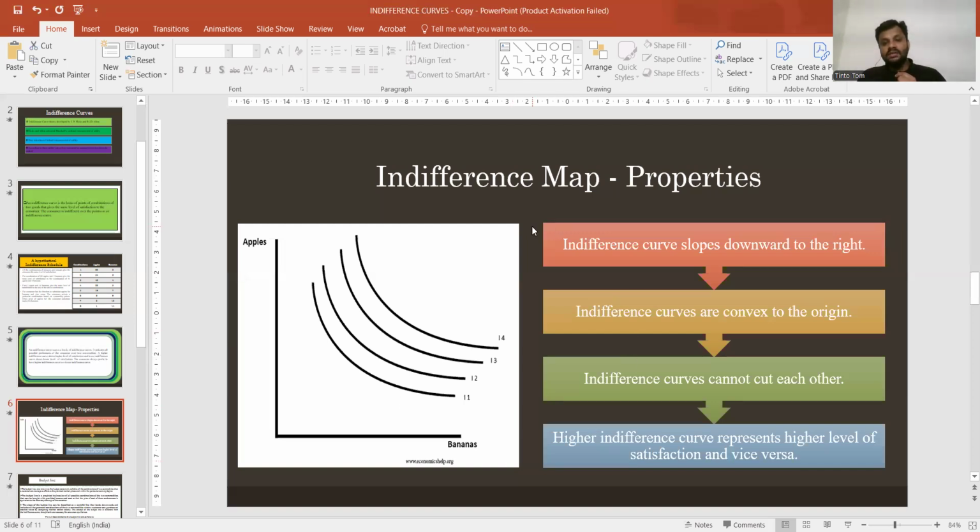When we look upon the indifference curve, we can see that it slopes downward to the right. It is convex in shape. It slopes downward to the right. At the same time, indifference curves never intersect each other, and indifference curves never touch either axis. And as we have conveyed in the beginning, a higher indifference curve shows a higher level of satisfaction, as well as a lower indifference curve shows a lower level of satisfaction. So these are the major properties of the indifference curve.